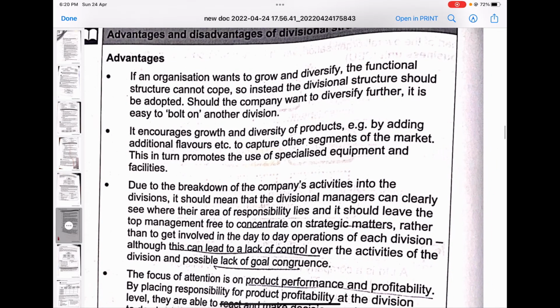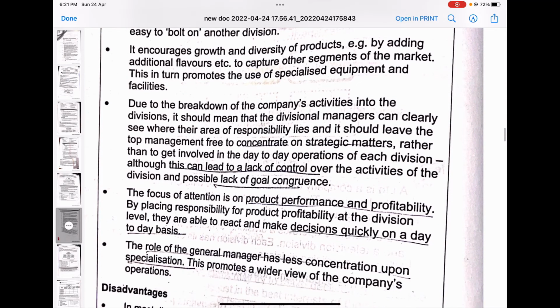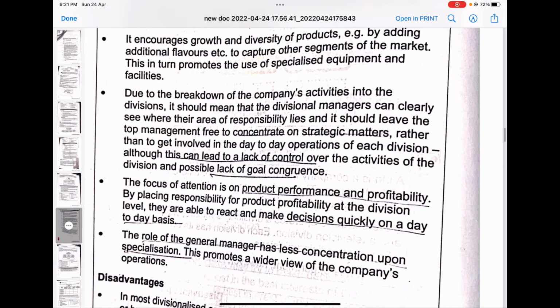Okay, so if an organization wants to grow and diversify, the functional structure cannot cope. So the divisional structure should be adopted. We have just done this. It's very easy to add on another division. It encourages growth and diversity of products by adding additional flavors to capture other segments of the market. This in turn promotes the use of specialized equipment and facilities.